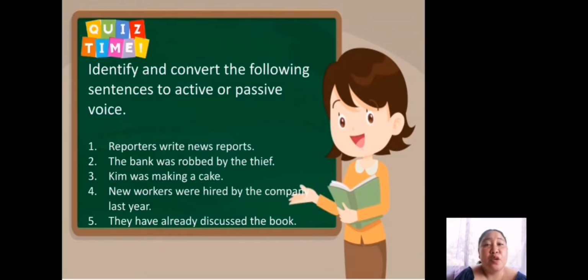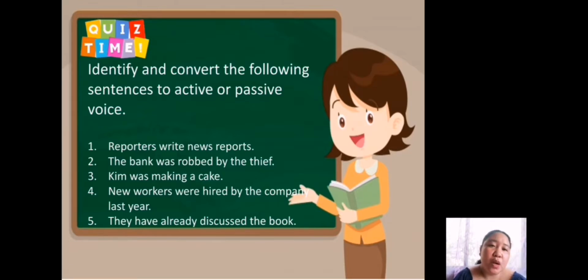Okay, quiz time. Identify and convert the following sentences to active or passive voice. I want you to write your answers in your English notebook so that in the future you will have a reference or a guide on what to study during our exams.